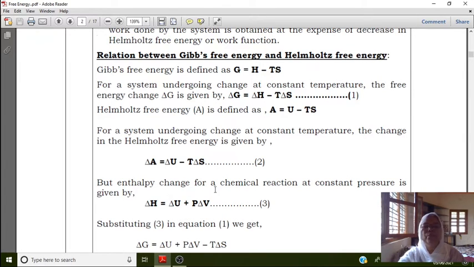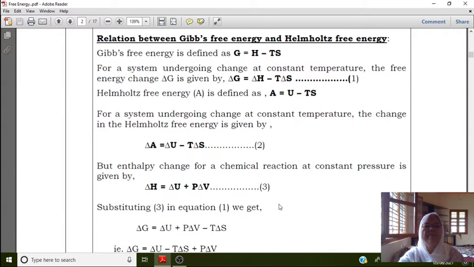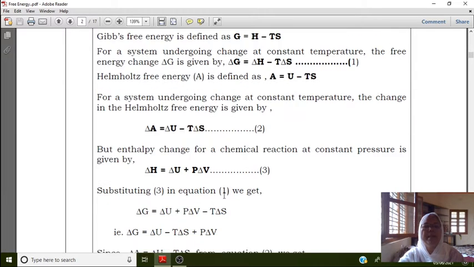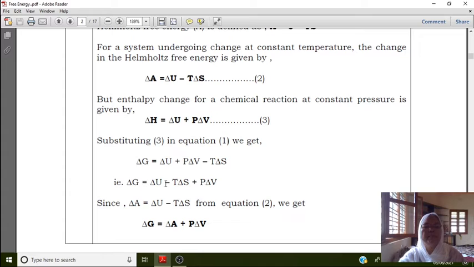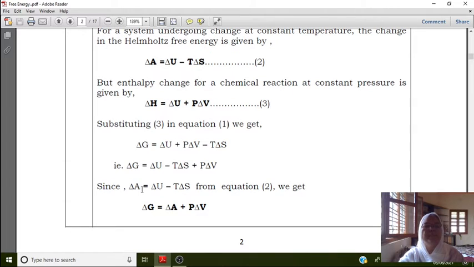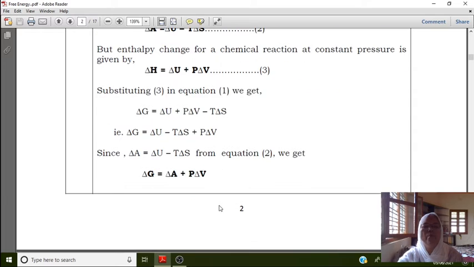But enthalpy change for a chemical reaction at constant temperature is given by delta H is equal to delta U plus P delta V. Substituting equation number 3 in equation number 1, we get delta G is equal to delta U plus P delta V minus T delta S. That is delta G is equal to delta U minus T delta S plus P delta V. Since delta A is equal to delta U minus T delta S from equation number 2, therefore we can write delta G is equal to delta A plus P delta V.